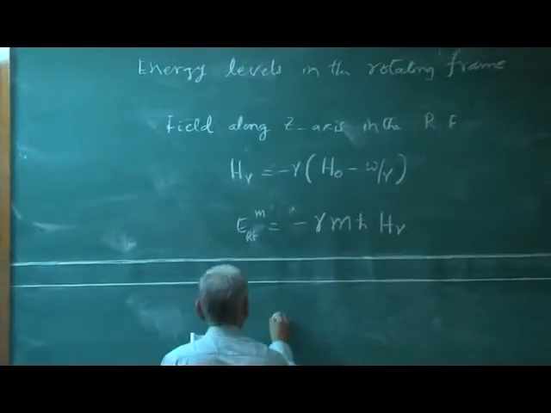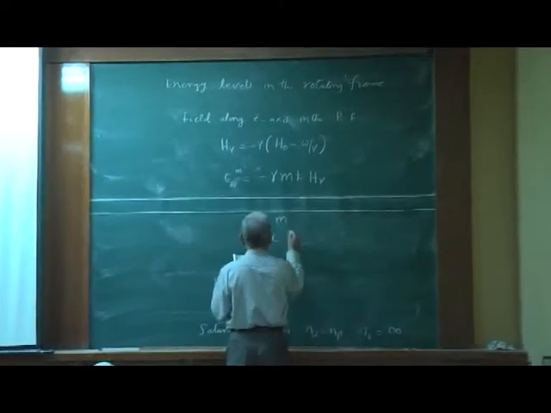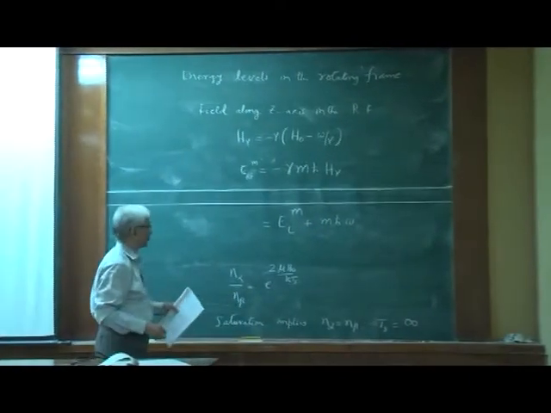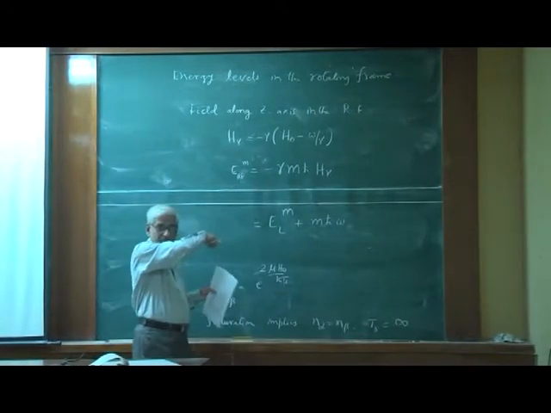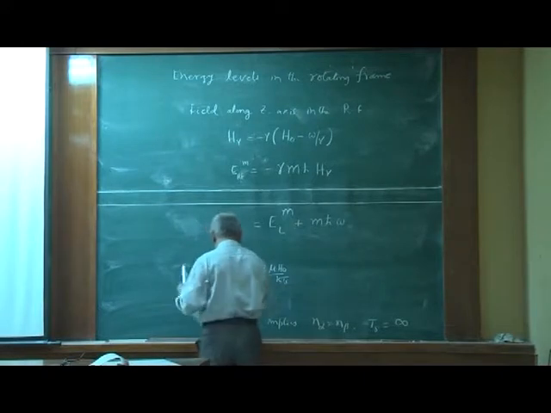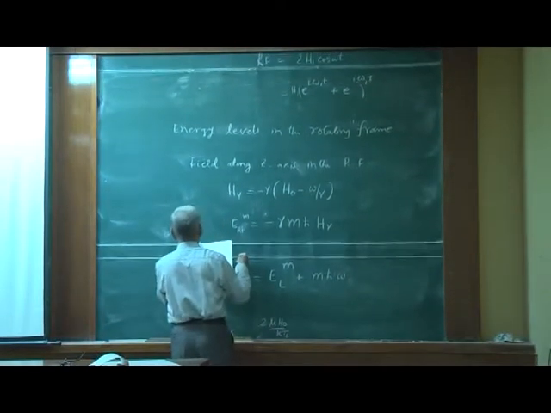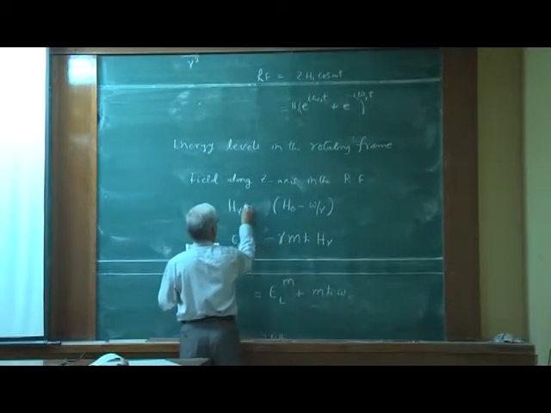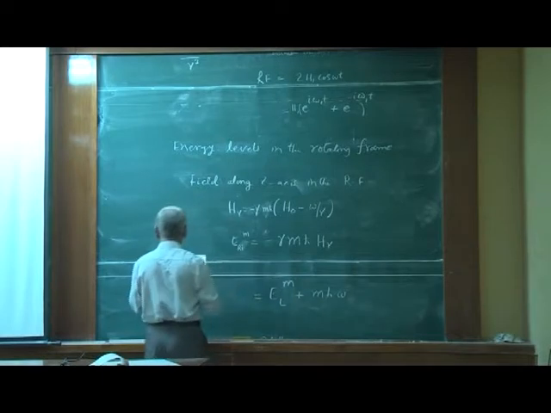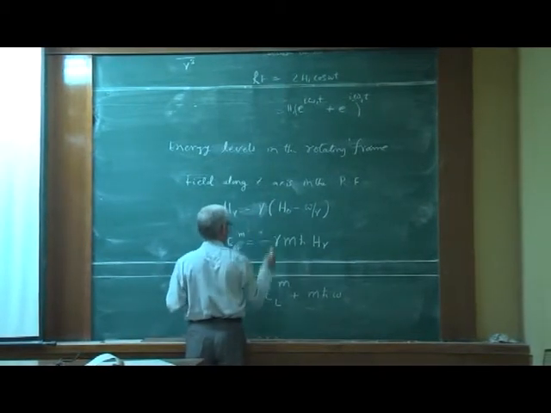And this you will see, this is equal to E laboratory frame for M plus M h cross omega. The first part is the laboratory frame energy. I missed the M here. Gamma M h cross. M h cross, because this is to do with the, not yet. Sorry. This one is fine.